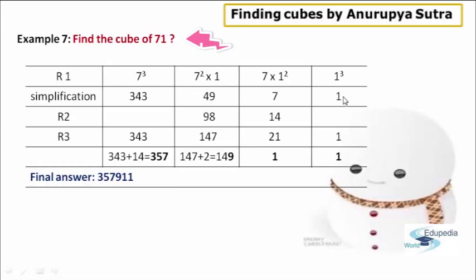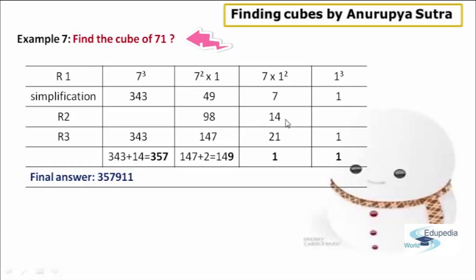After completing the first row process, now moving to the second row, what we have to do is double the second part and the third part of the first row answers. In the second part of the first row the answer is 49, and if we double 49 we get 98, which I have written in the second part of the second row. The third part answer of the first row is 7, and if we double 7 we get 14, which I have written in the third part of the second row.